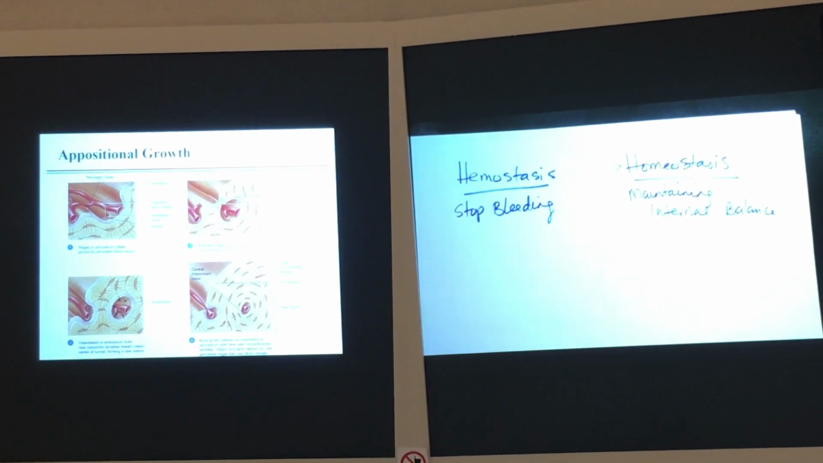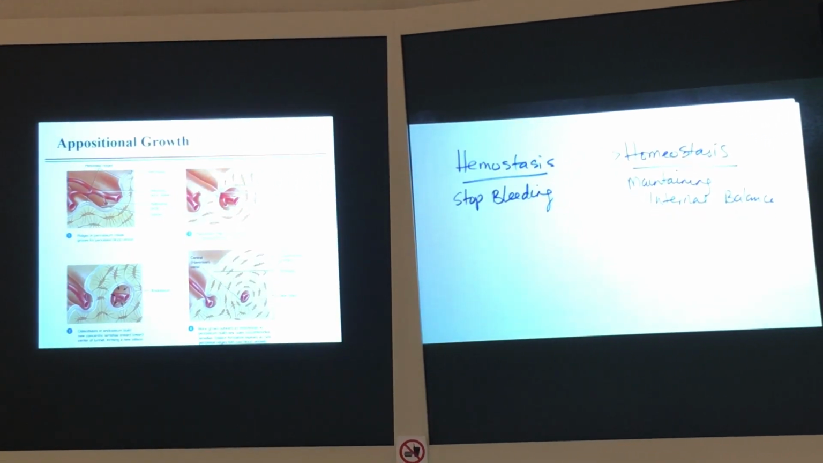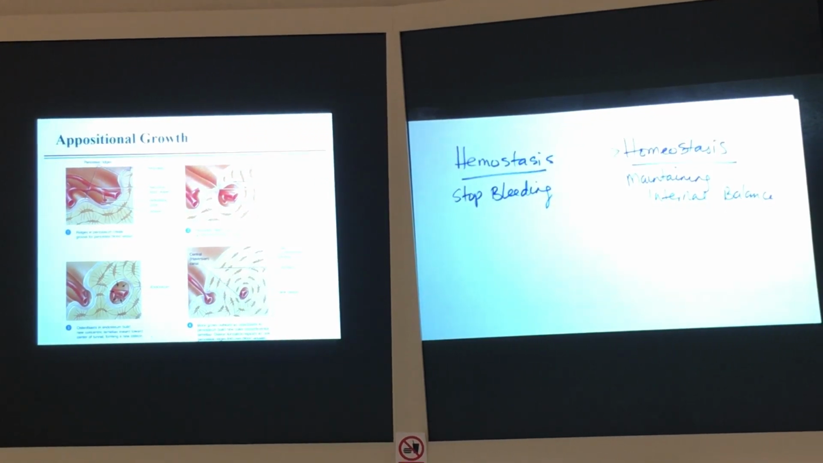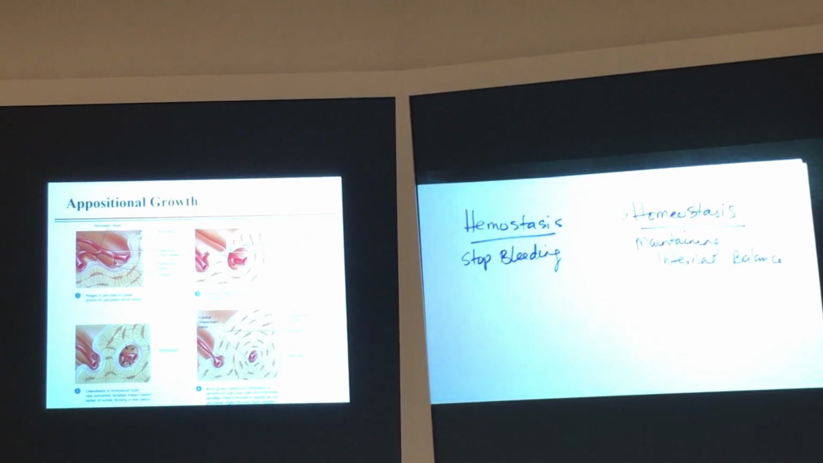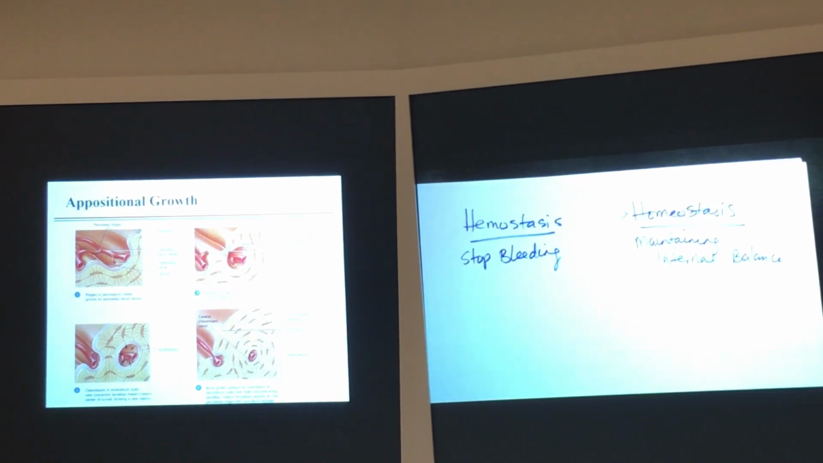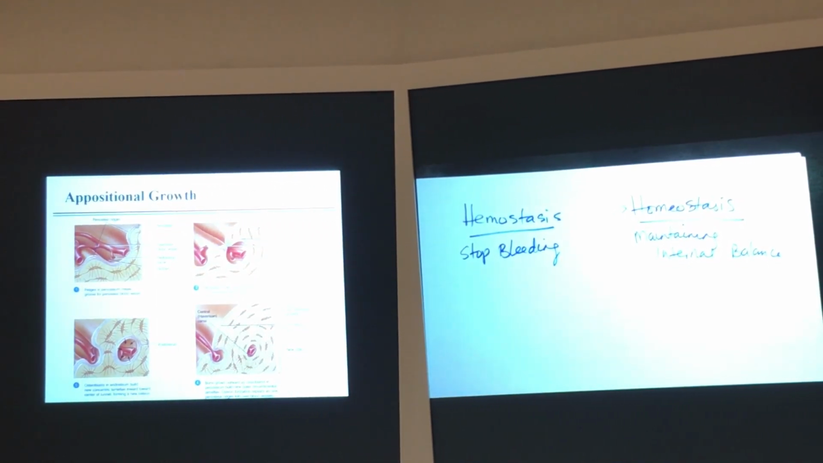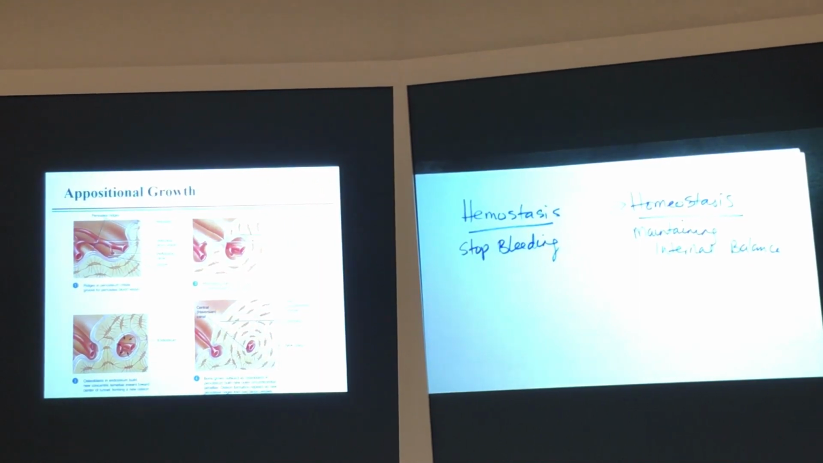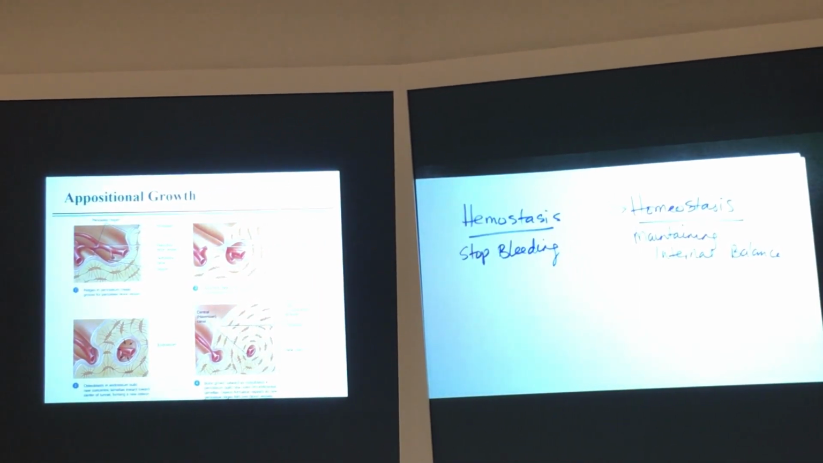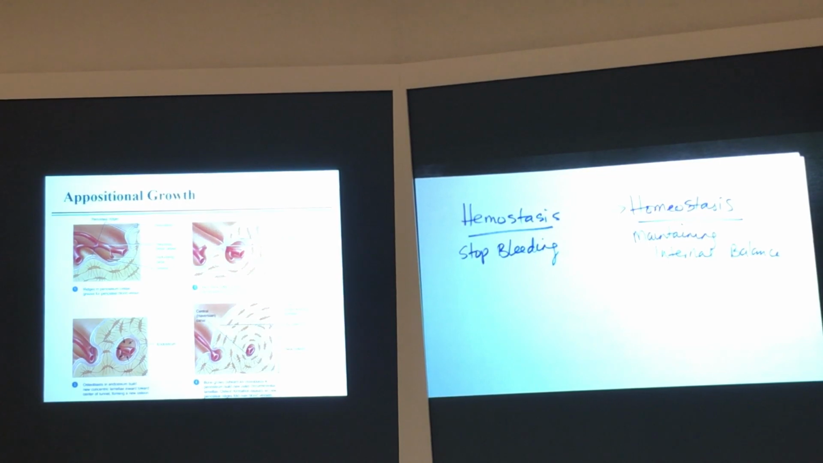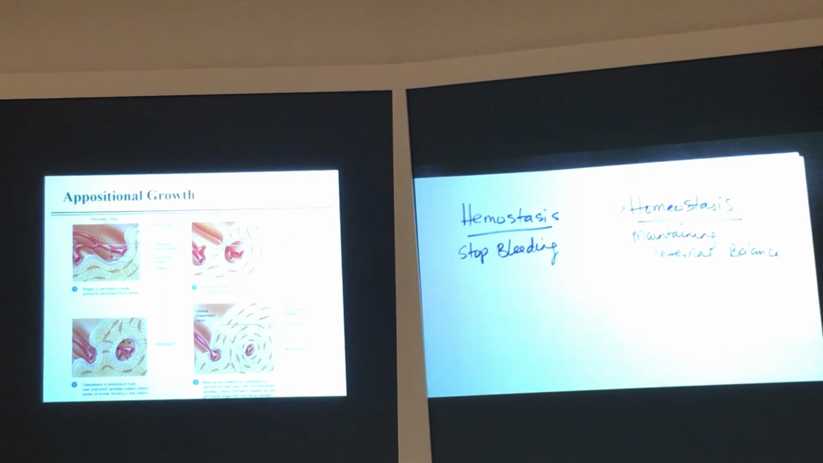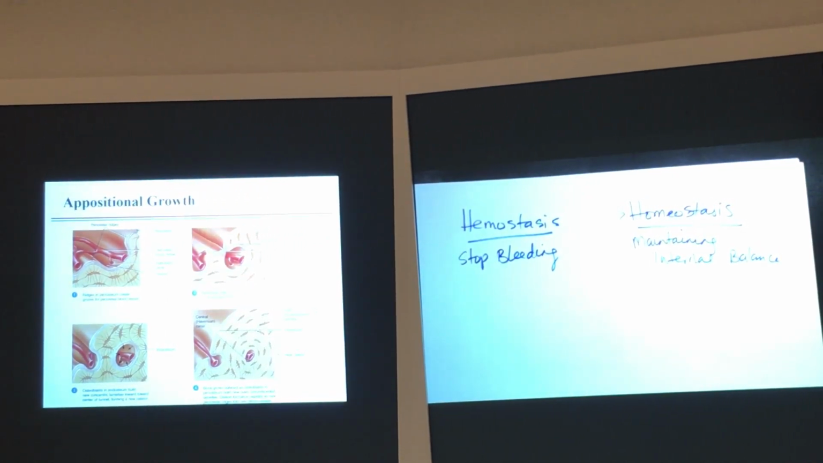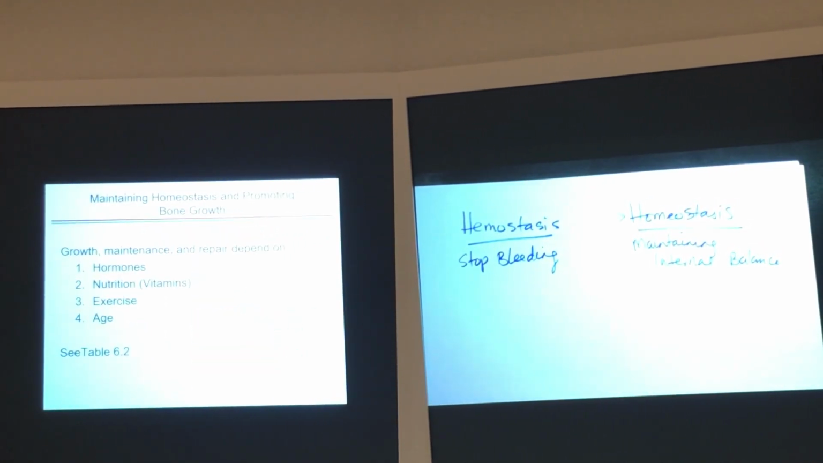So basically, in appositional growth, what you see is a blood vessel will come in. It will be surrounded with the lamellae. Now you can see that this is the first one, so another ring comes, another ring from the inside, so it gets older now. This starts to break down, another circle will start here. So it gives thickness to the diameter.